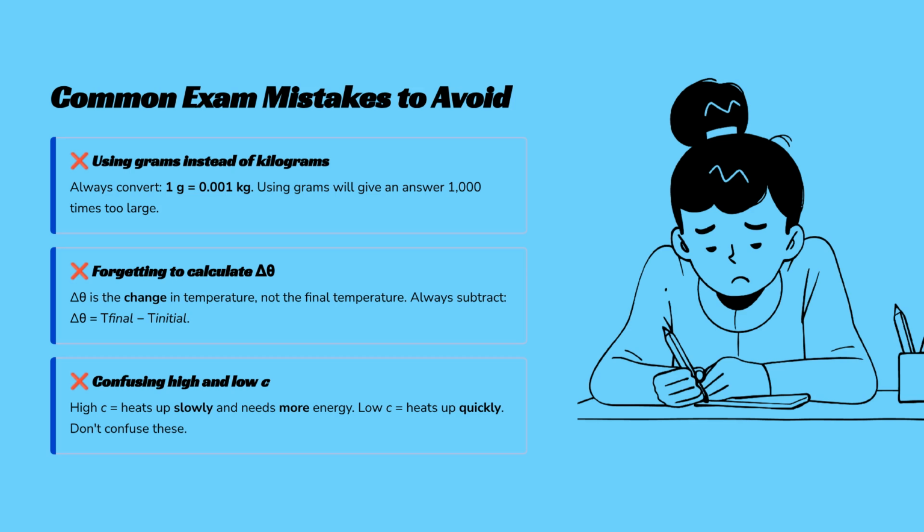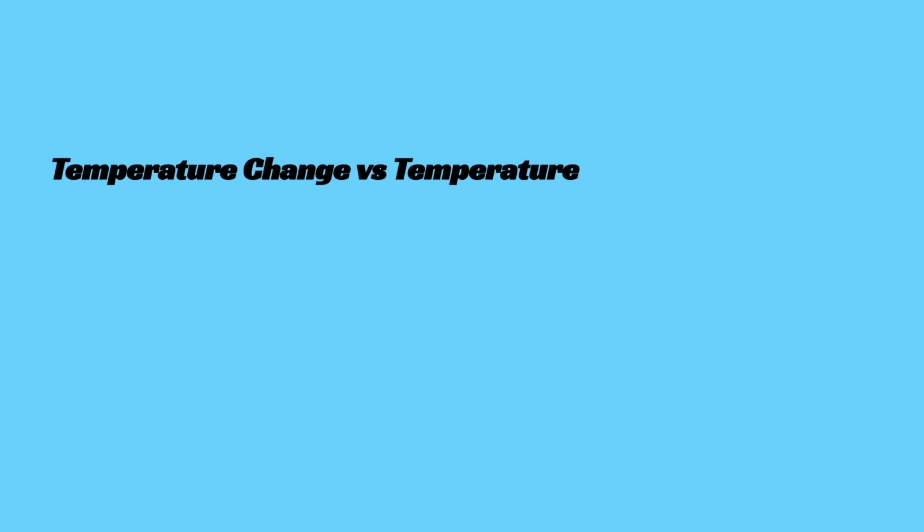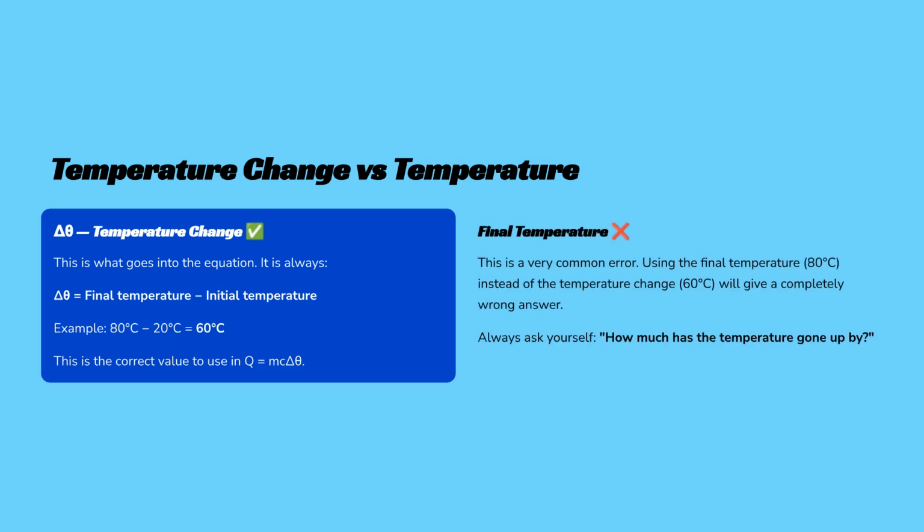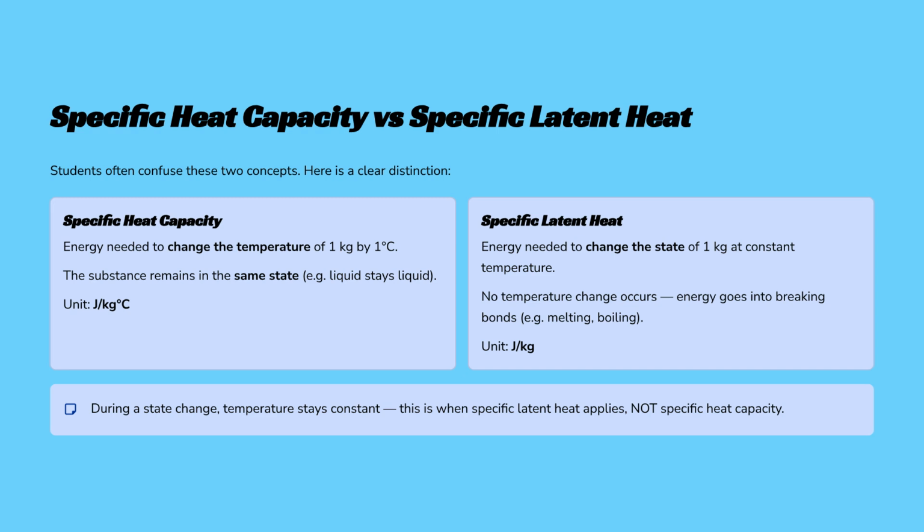Let's cover some common exam mistakes. First, always convert grams to kilograms, because 1 gram is 0.001 kilograms. Using grams will result in an answer that is 1,000 times larger than it should be. Secondly, ensure you calculate the change in temperature, represented by delta theta, which is the final temperature minus the initial temperature. Never use the final temperature alone, as that will lead to an incorrect result. Thirdly, don't confuse high and low specific heat capacity values. A high value means a substance heats up slowly and requires more energy, while a low value means it heats up quickly. Be sure not to mix these up in your exam.